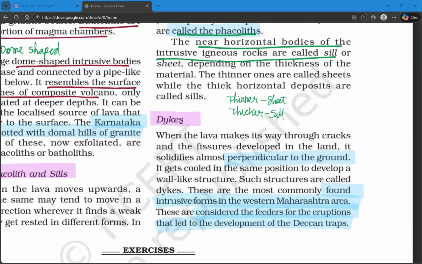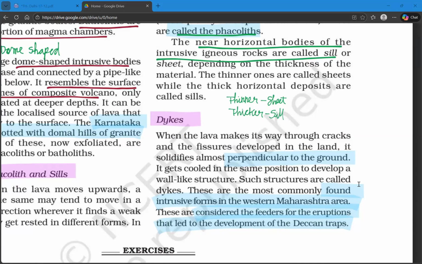When the lava makes its way through cracks and fissures developed in the land, it solidifies almost perpendicular to the ground. It gets cooled in the same position to develop a wall-like structure. Such structures are called dikes. These are the most commonly found intrusive forms in the western Maharashtra area. These are considered the feeders for the eruption that led to the development of the Deccan Traps.